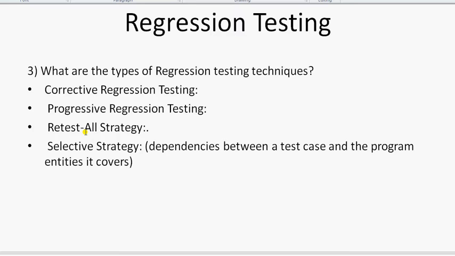Retest all strategy sounds wonderful, but retest all strategy is very difficult and expensive if you are doing manual testing because it requires a lot of manpower. Retest all strategy can be effective if most of the system is automated. Selective strategy, the only disadvantage is dependencies between a test case and a program entity it covers. To find that out, it's kind of challenging.